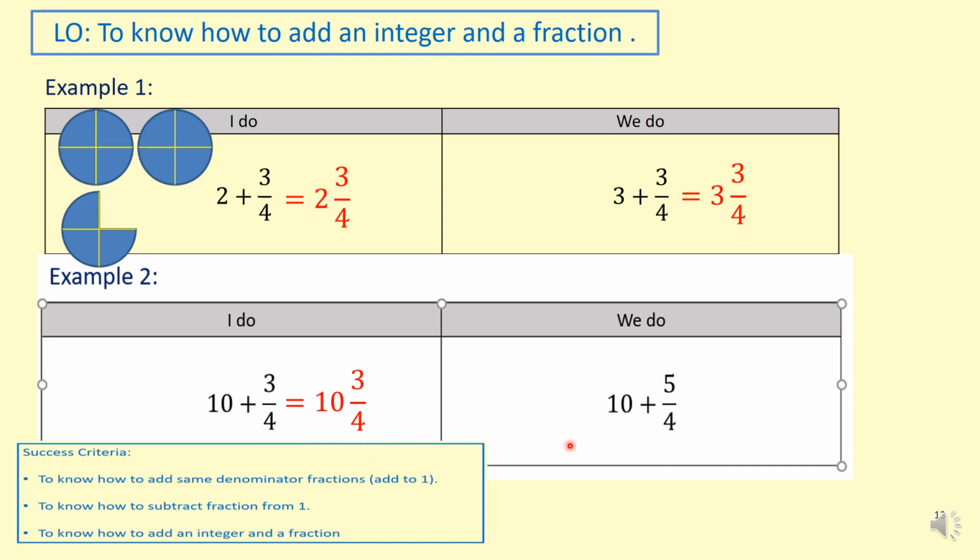Now pause the video and have a go with this one, but be careful with it, because if you look at that part of the question, the fraction is an improper fraction itself. See if you can get the answer.